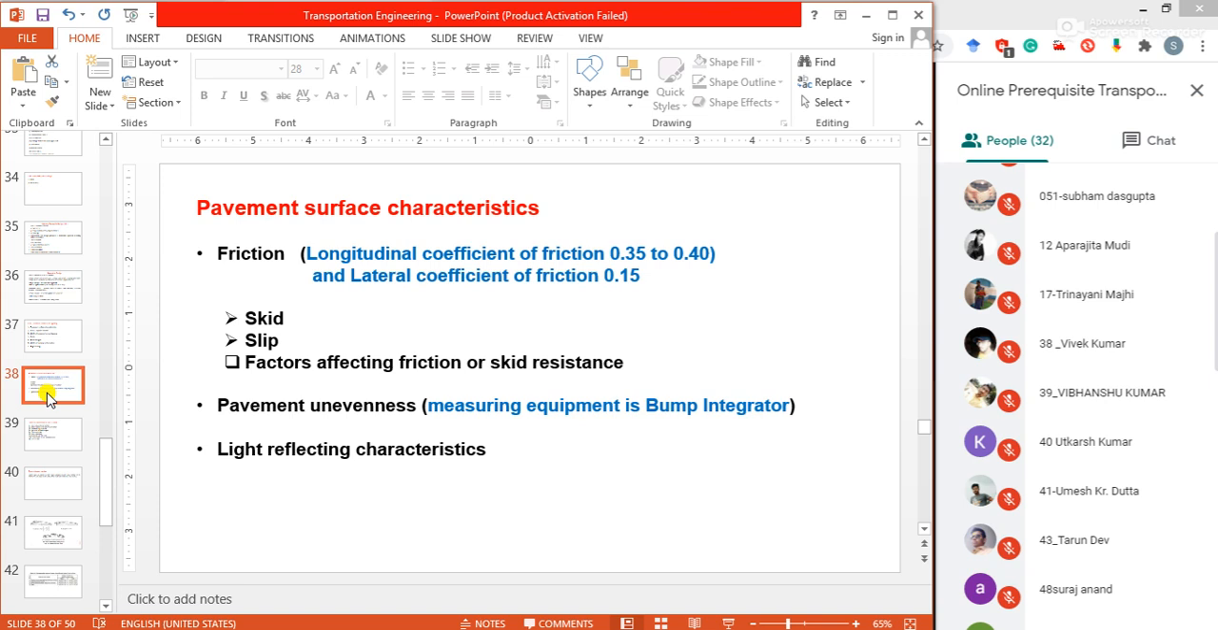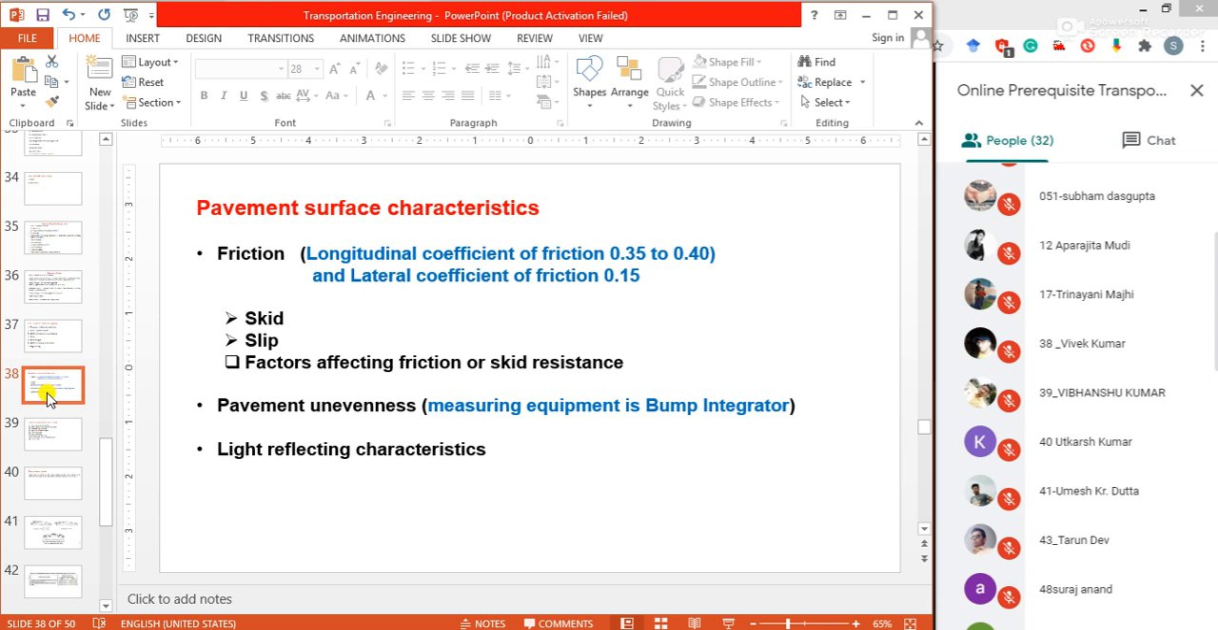On the curved section, normally lateral friction happens. So these two types, the longitudinal coefficient of friction and the lateral coefficient of friction, are needed by us to control this friction matter. As an engineer, we need these values.